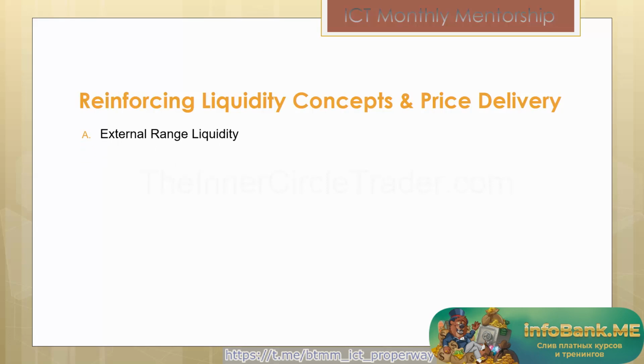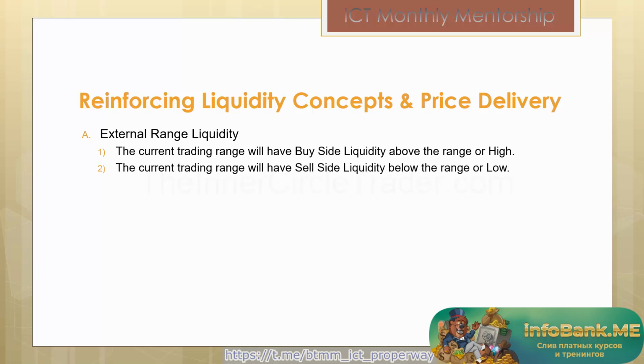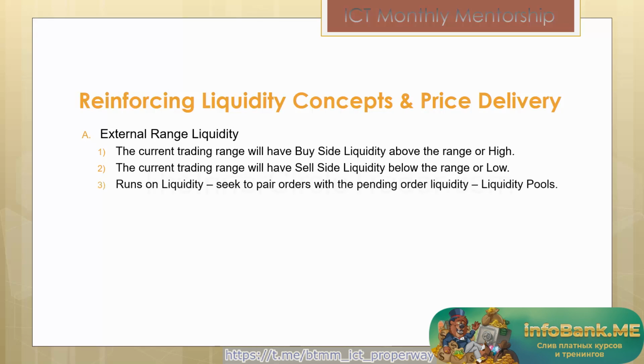Okay, first on the menu today is going to be external range liquidity. The current trading range will have buy side liquidity above the range high. The current trading range will have sell side liquidity below the range low. Runs on liquidity seek to pair orders with pending order liquidity, which is in the form of a liquidity pool.